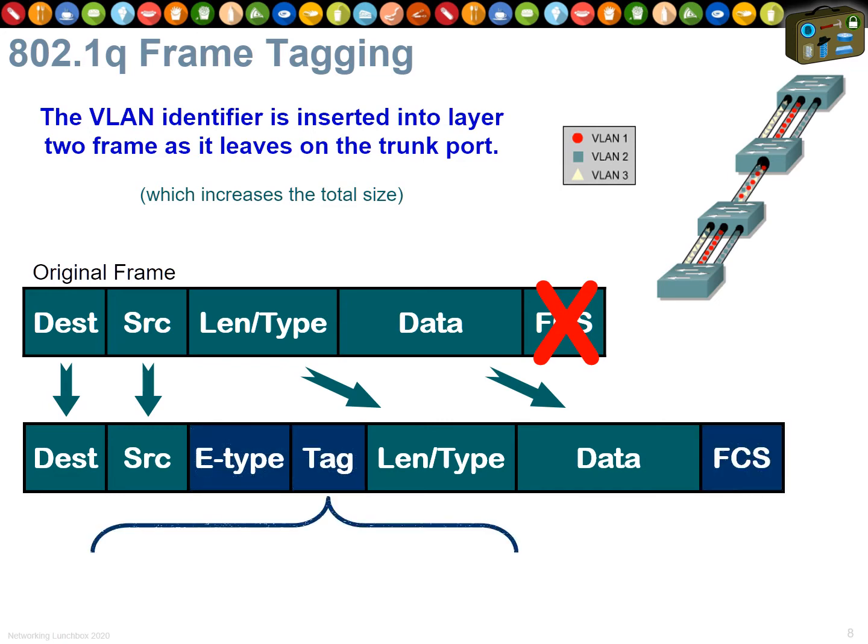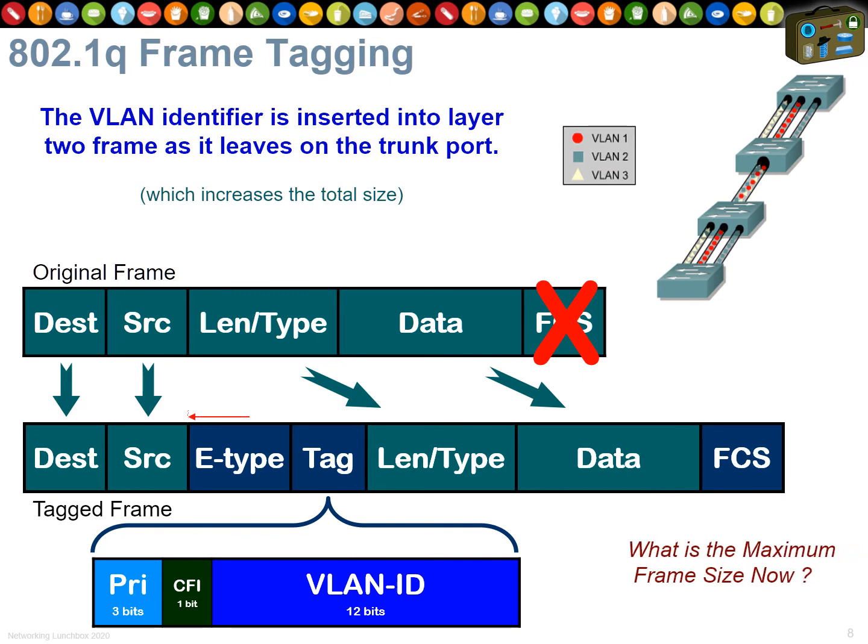Now we insert our tag, and the tag has the priority, 3 bits for priority, 1 bit for whether or not it's token ring or not, and then 12 bits for the VLAN. So VLAN can be numbered up to 4095. This is now bigger. So what's the maximum frame size now? Hopefully you'll just shout at the screen what the maximum frame size is now. It's now 1522 because the default maximum frame size is 1518, and now we have added more into it, so now it's 1522.